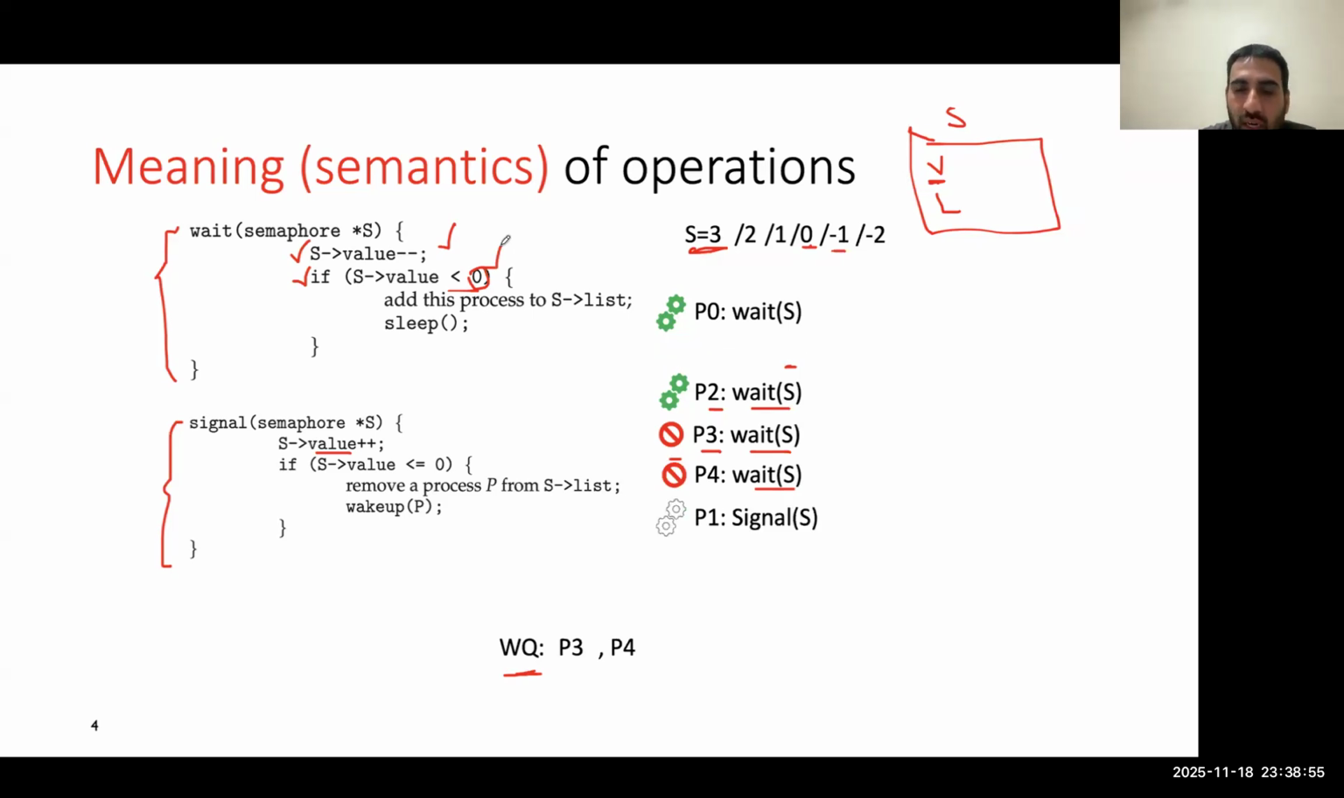Now let's assume that the P1 which was running, during its execution, it invokes the signal operation on the semaphore S. Now when the signal operation is invoked, the value of the integer is incremented. So it is -2 currently. After incrementing, it will become -1, but it is still not less than 0.